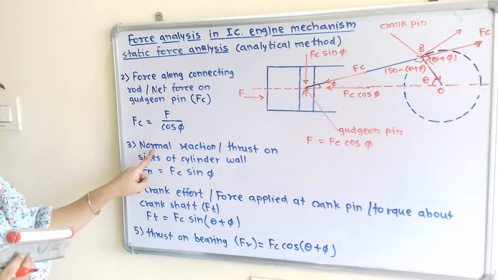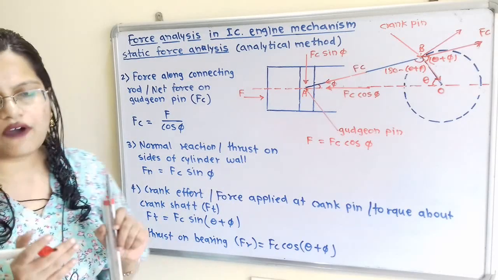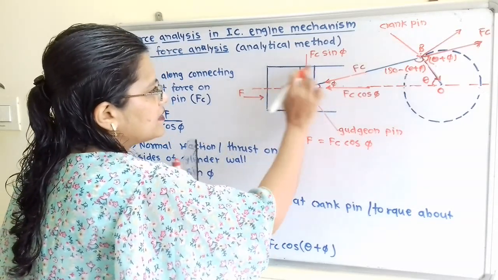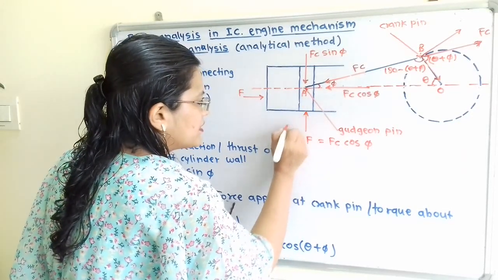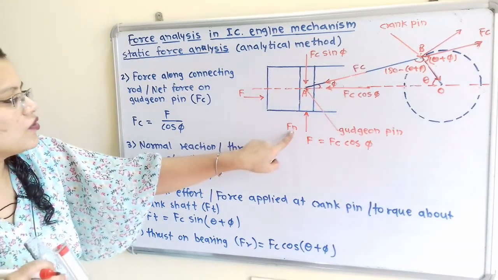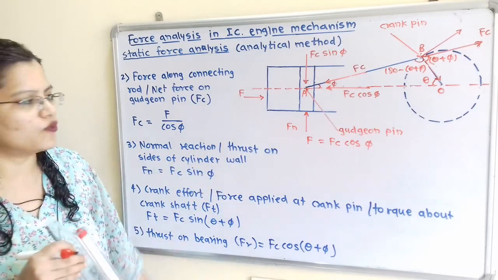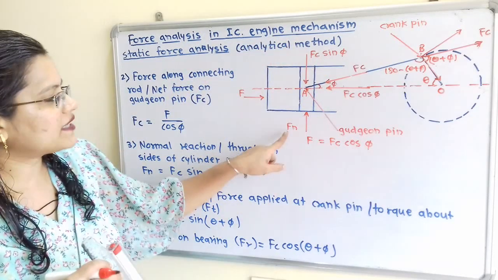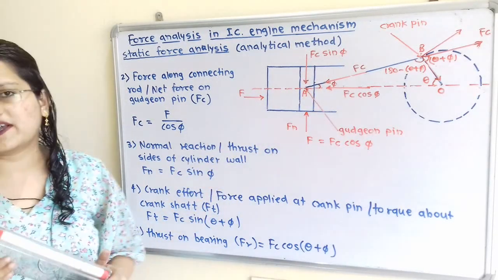Now we will move next, that is the normal reaction or thrust on the sides of the cylinder wall. So how to show that? So thrust on the sides of these cylinder wall. So these are the cylinder wall, and thrust is always acting in perpendicular direction. So here this is Fn, that is the normal reaction. Normal means perpendicular. Normal reaction or thrust on sides of cylinder wall, Fn is equal to. So this Fn and Fc sin phi are in opposite direction. So we can say that Fn is equal to Fc sin phi. So this is the formula to calculate Fn.